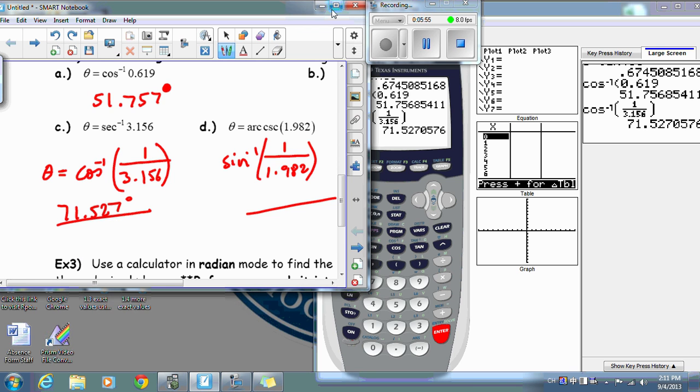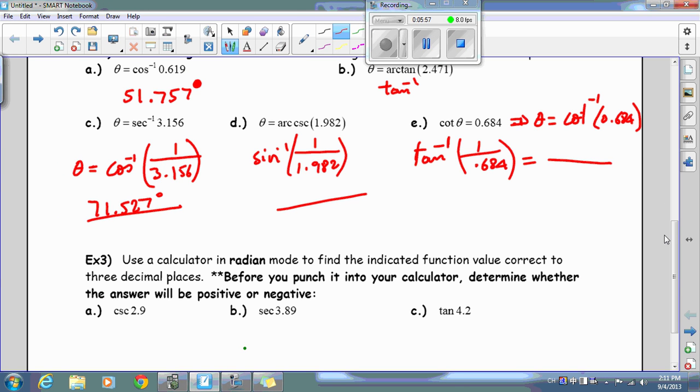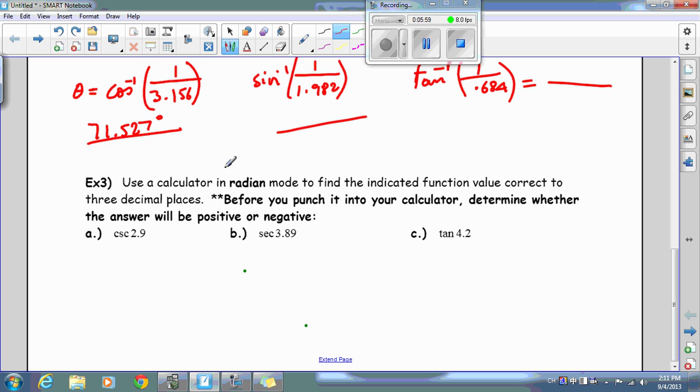Let's now move on to example 3. Example 3, all we got to do is change our calculator back to radians, and once it's in radians, we will look for these answers just by typing it on the calculator. Keep in mind, secant of 3.89 is 1 over the cosine of 3.89. Here we're not looking for an angle, so we do 1 over the whole trig function. If we're looking for an angle, we do cosine inverse of 1 over 3.89.